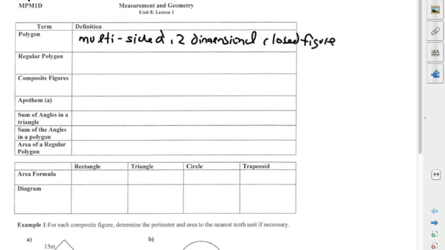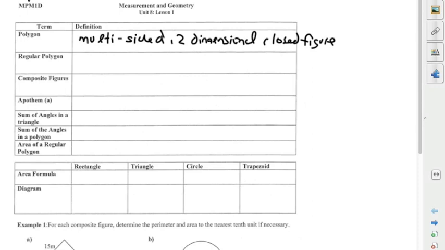Okay, so it's multi-sided, two-dimensional. We're talking about the 2D space, and it's a closed figure. Is there any shape with two sides? A straight line.